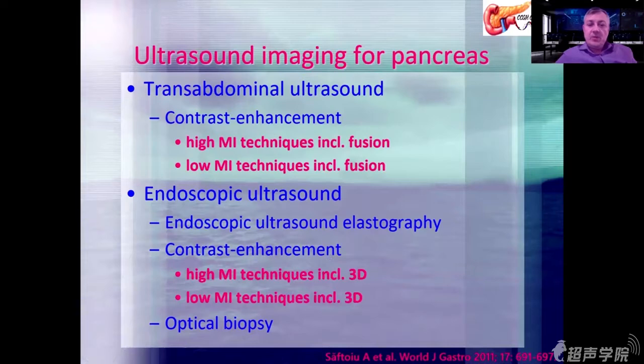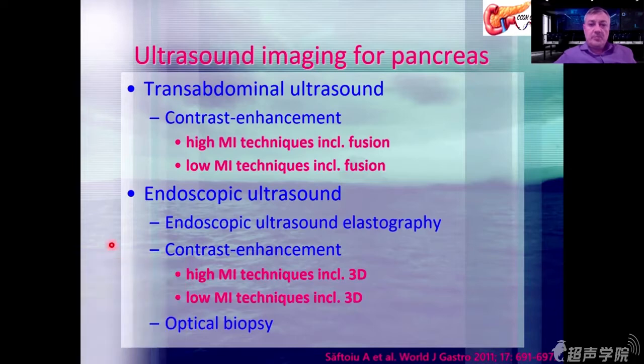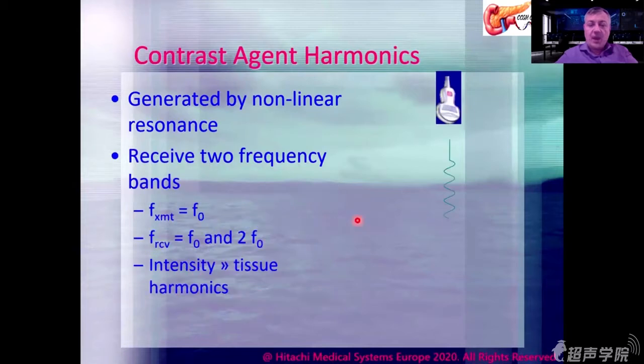So basically, when using ultrasound for pancreas imaging, we can either use transabdominal ultrasound or endoscopic ultrasound, and both techniques have the possibility to use either high mechanical index or low mechanical index.